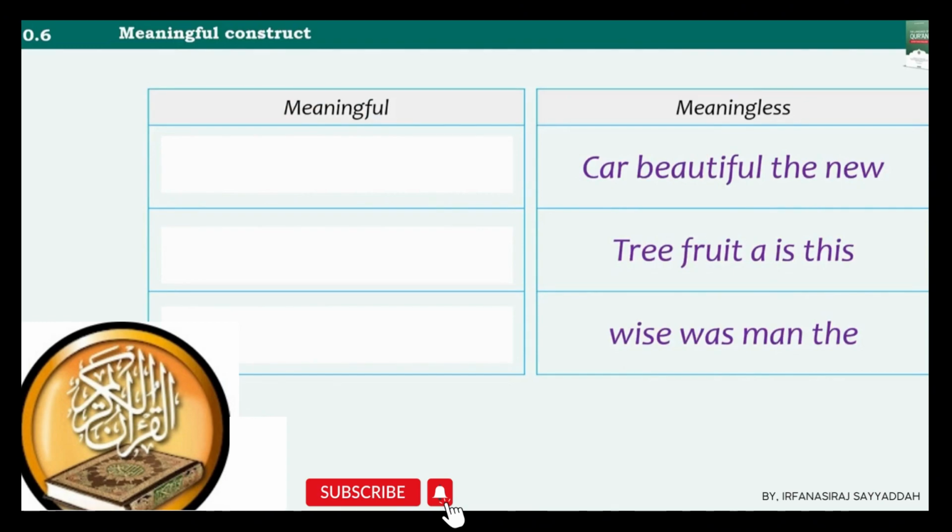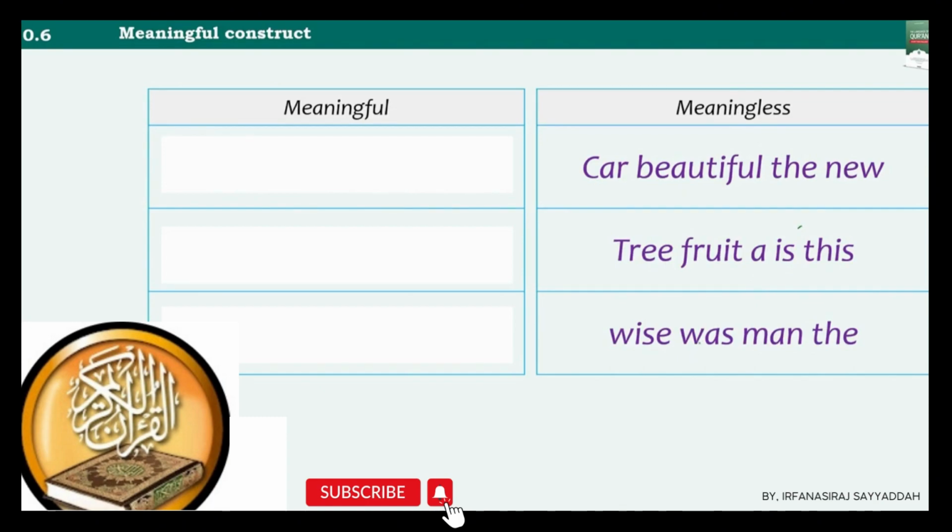Car, beautiful, the new. Now, I don't think it makes any sense to any of you. Of course, you know what car means. You know what beautiful means. The means. New means. But you have no idea what I'm talking about. Car, beautiful, the new. If I said on the other side, tree, fruit, A is this. Now again, you'd laugh because even though all of these words are meaningful to you, you know what a tree means, you know what a fruit means, you know what A is this. It doesn't make any sense. Or the last example, wise was man the.